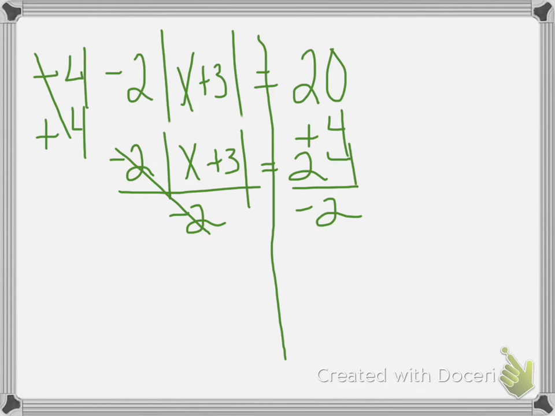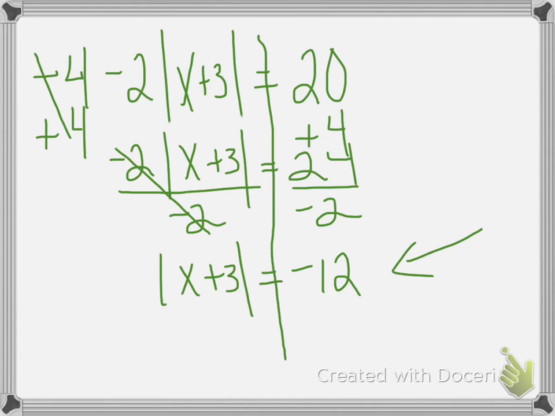Knock it off. Left with the absolute value of x plus 3 equal to 24 divided by -2, which is -12. Oh boy, look at what we got here. Make the call, guys. Absolute value on the left, totally isolated.